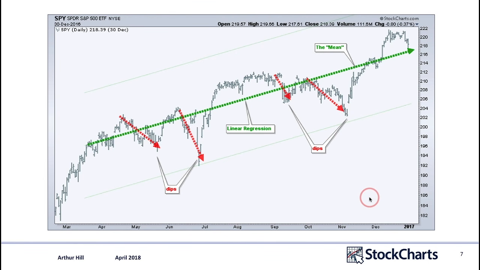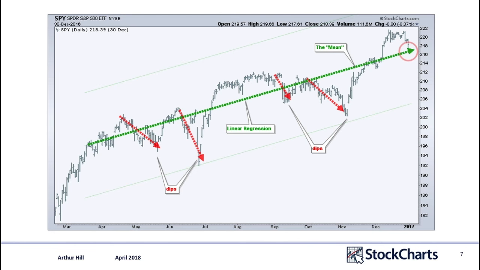So here I've got a chart of SPY, and this is a Raff regression channel here, the light green lines on the outside. The middle line, which you can't see, is a linear regression, which is the line of best fit for the closing prices going from the mid-March start till the end there in December. And this linear regression is clearly sloping up. I've highlighted it in a thicker green line with an arrow. And so that is the big trend. All right, and that linear regression kind of acts as the mean.